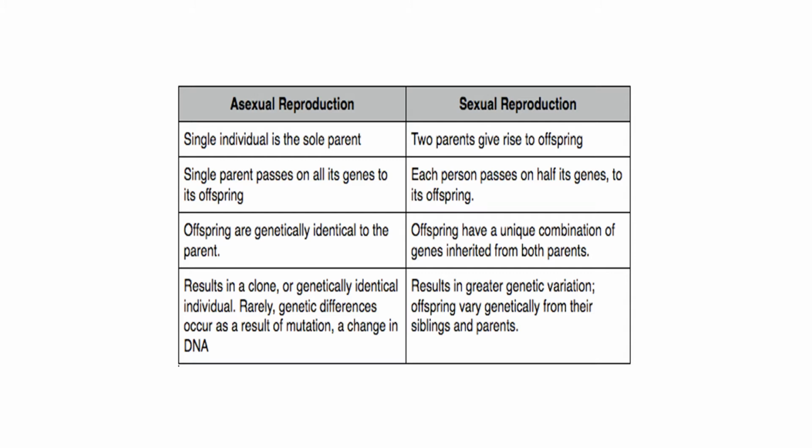These are the differences between asexual reproduction and sexual reproduction. A single individual, meaning one parent, in asexual reproduction. However, sexual reproduction needs two parents. A single parent passes on its genes to the offspring, but in sexual reproduction both parents pass on half of their genes to the offspring. Offspring are genetically identical to the parent. Offspring have a unique combination of genes inherited from both parents. This is cloning in asexual reproduction. However, in sexual reproduction, they have greater genetic variation.